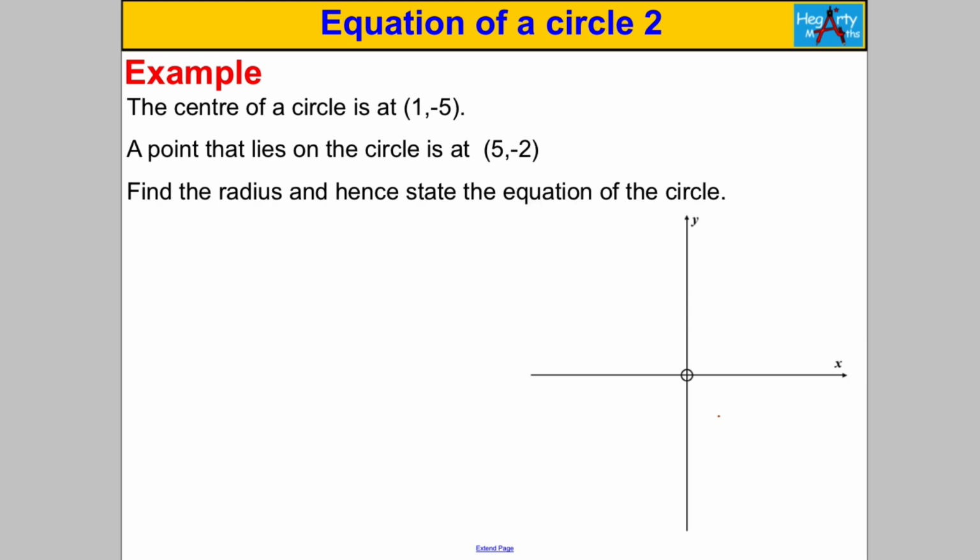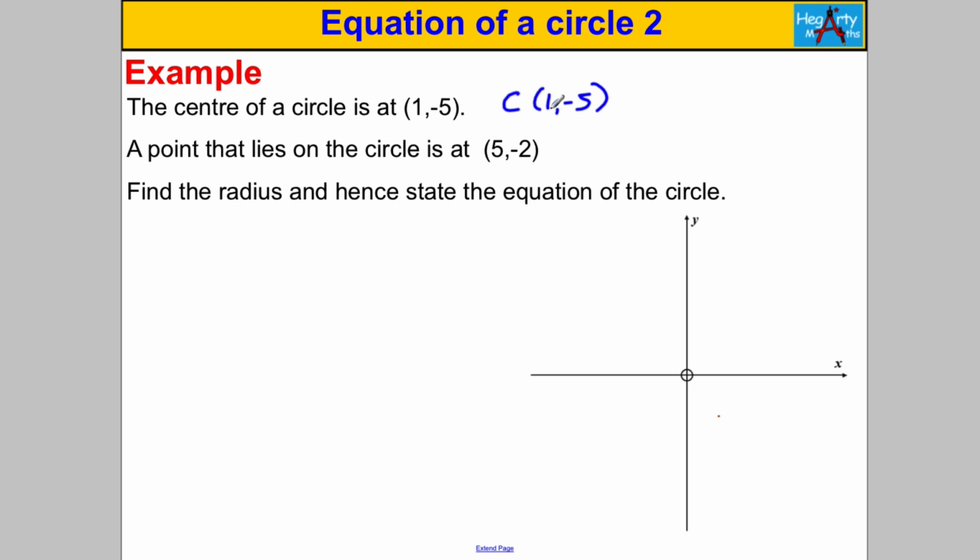This is slightly harder. Pause the video and see if you can work out how to do this one. Now, we are told the centre of the circle, for sure. That's 1, -5. Great. But we're told a point lies on the circle at 5, -2. We're not told the radius of the circle, which is a problem.